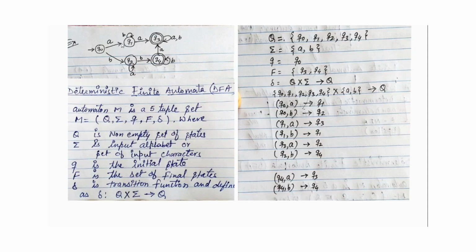Okay, so out of these 5 states, Q3 and Q4 are final states. Why? Because they are marked by double circles. So if there are double circles, they are final states. So that's why capital F is pointing to Q3 and Q4. These two are the final states.